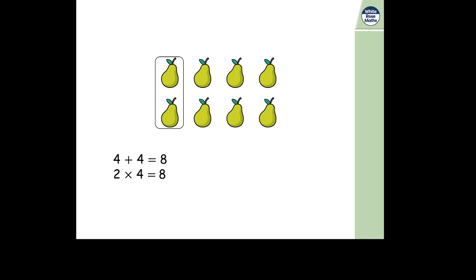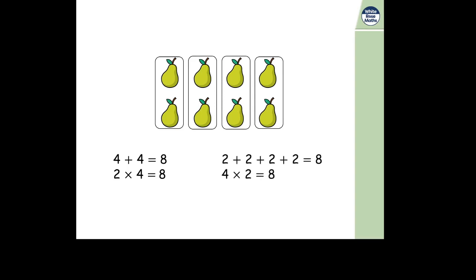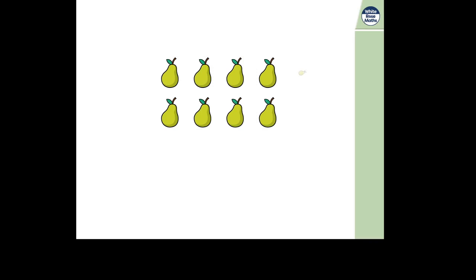Or we can do it the other way. So we've got one group, two groups, three groups, four groups. 4 groups of 2. So that makes 2 add 2 add 2 add 2 equals 8. Or 4 multiplied by 2, because remember multiplied means groups of, equals 8. Oh, what have we done here?